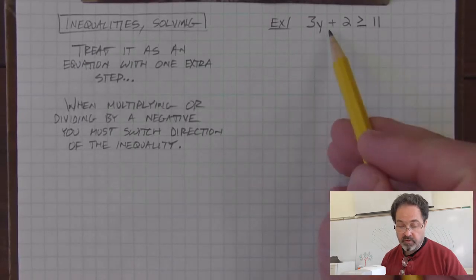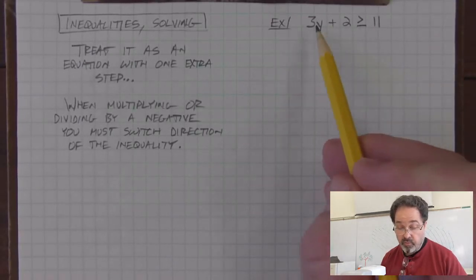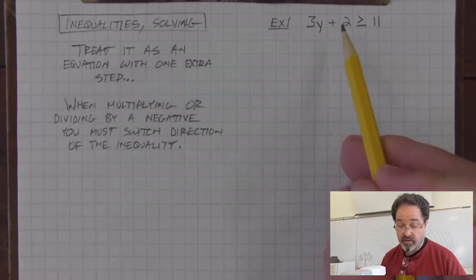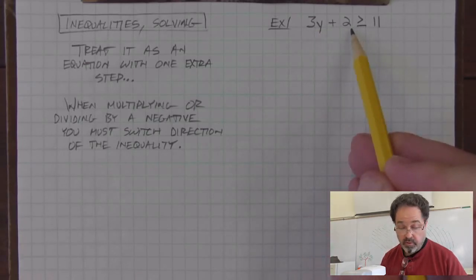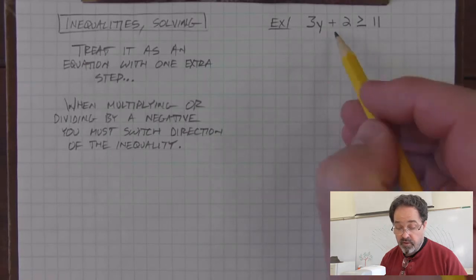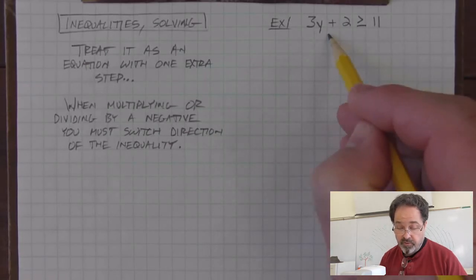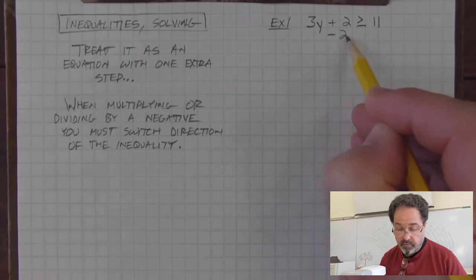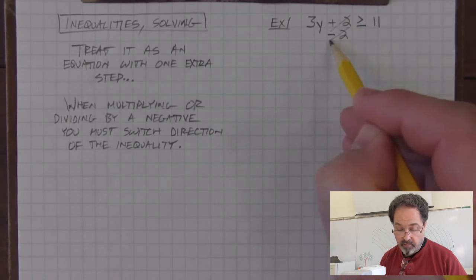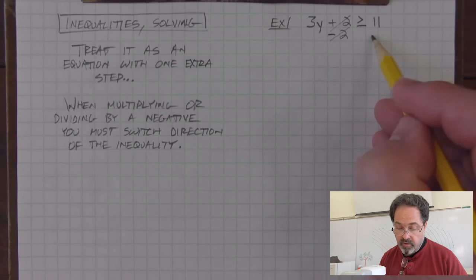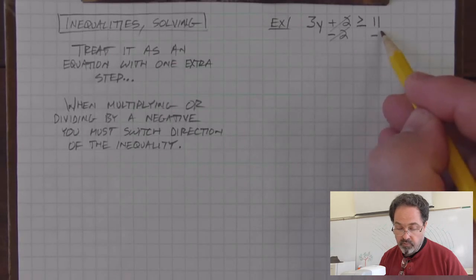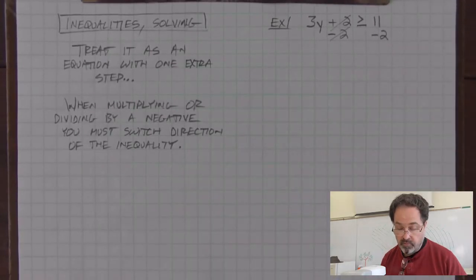We're going to solve this inequality for y. We need to undo multiplication by 3, and we need to undo this addition of 2. I'm going to undo the addition of 2. Subtraction is the inverse of adding, so I'm going to choose to subtract 2. And they will cancel out. But what I do to one side, I must do to the other, so I need to subtract 2 from the other side as well.